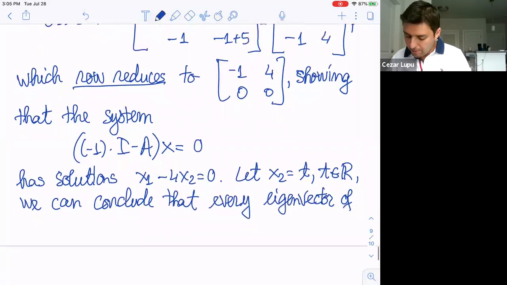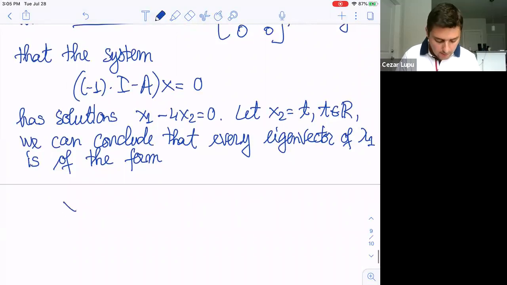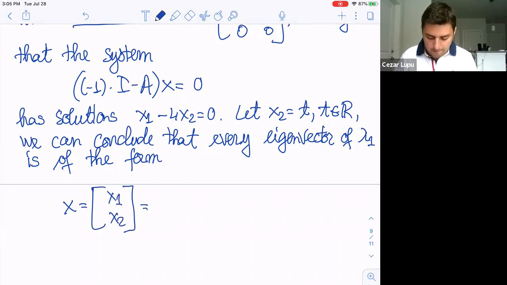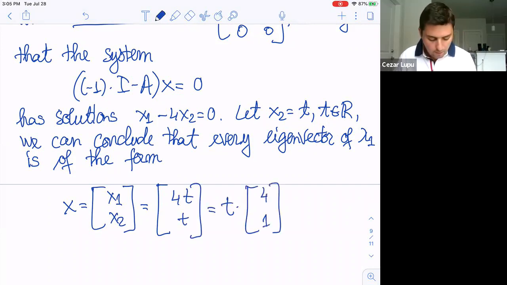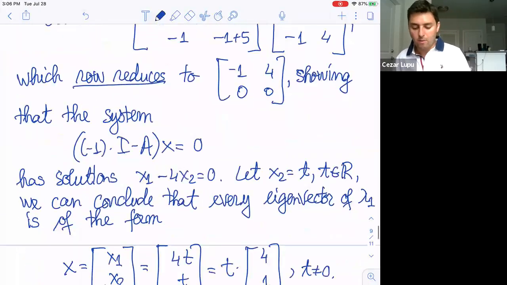of lambda 1 is of the form x, which I'm going to write like this, x1, x2, which will be 4t and t, and we can factor t, so this is t times the vector 4, 1. With t, of course, different than 0, right? So this is the corresponding eigenvector for lambda 1 equals -1.